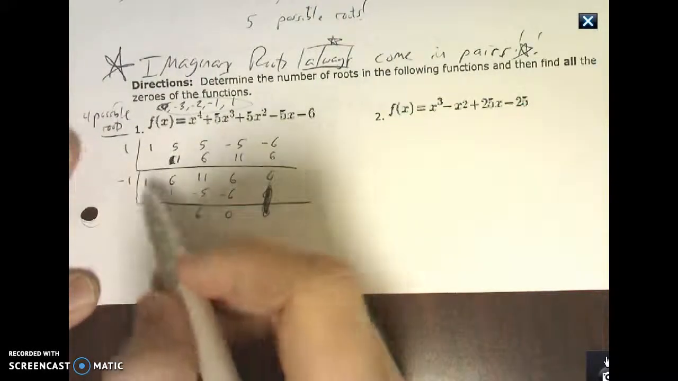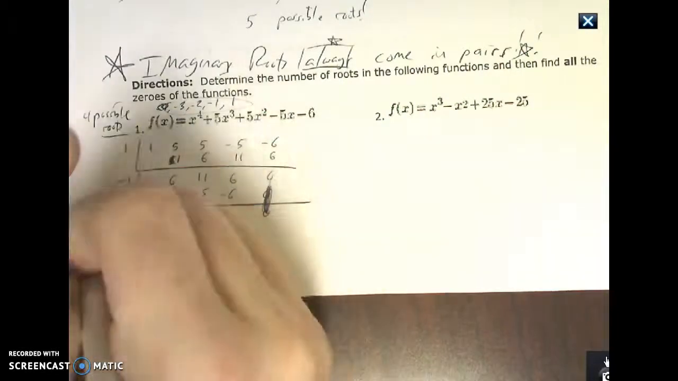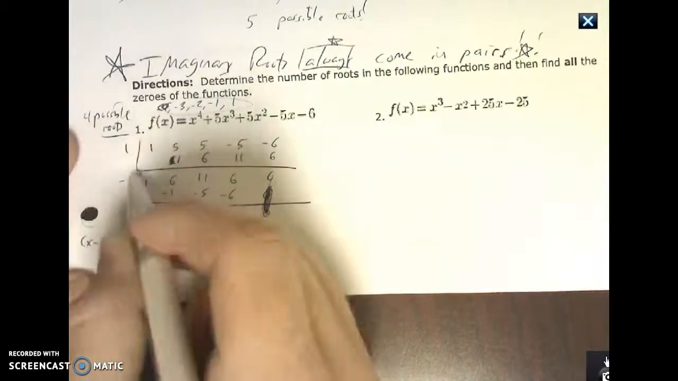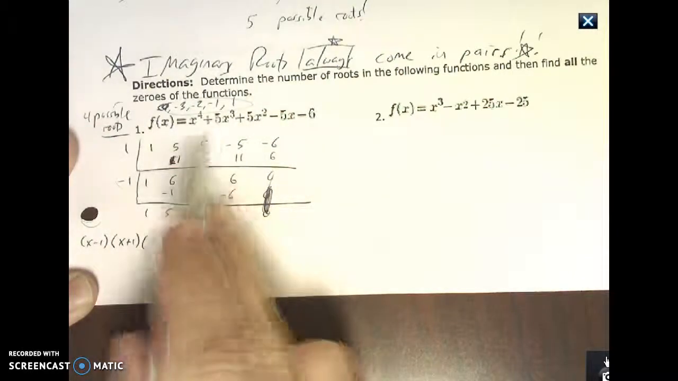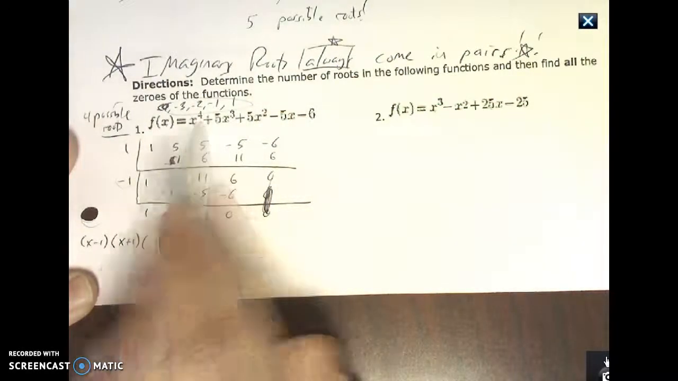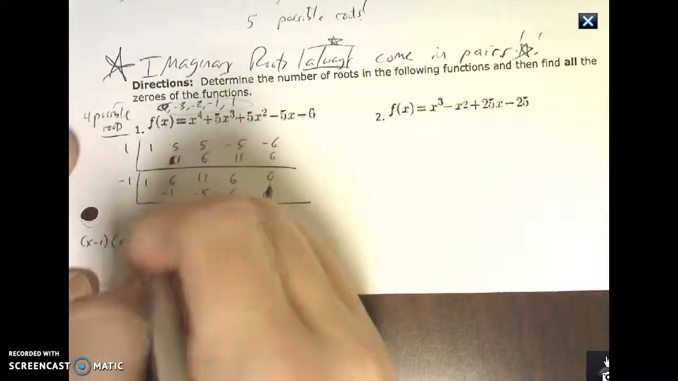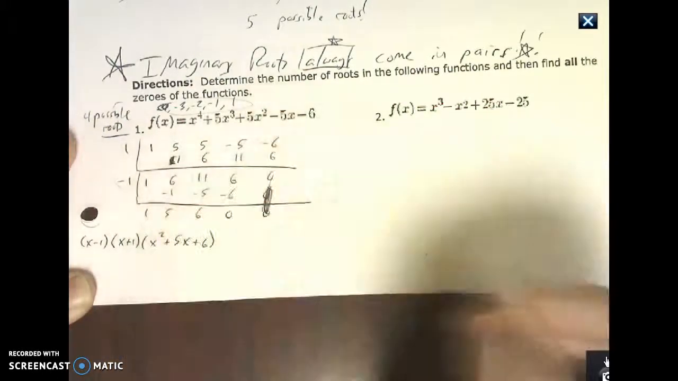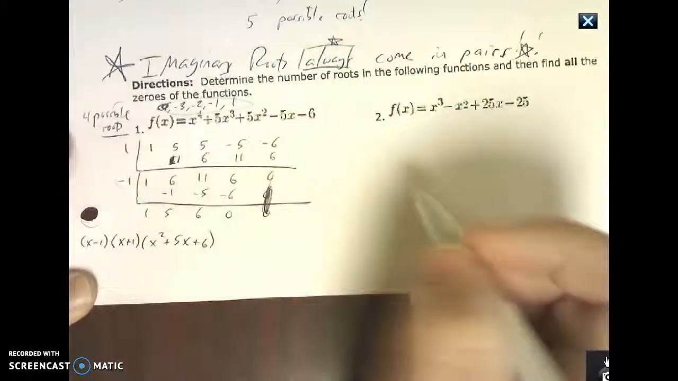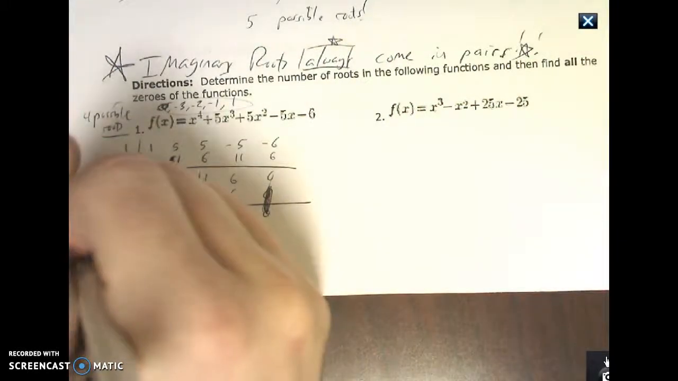Alright, so let's look at what we have here. This written as a binomial would be x minus 1. This written as a binomial would be x plus 1. And then this, since I brought it down twice, goes from x to the 4th to x squared. So 1x squared plus 5x plus 6. There's my function. f of x equals.